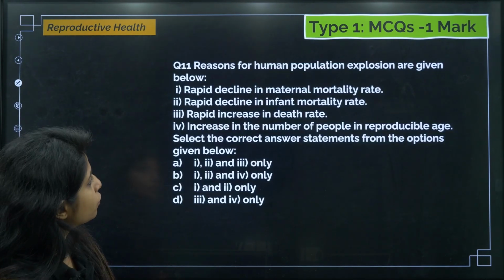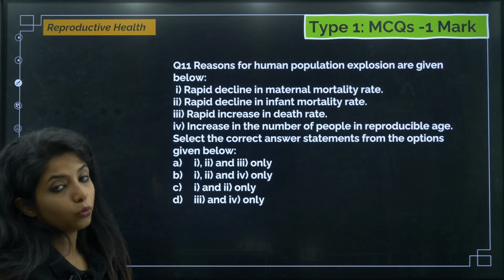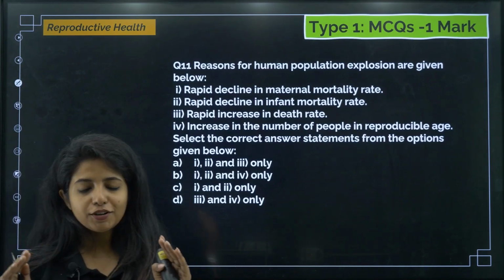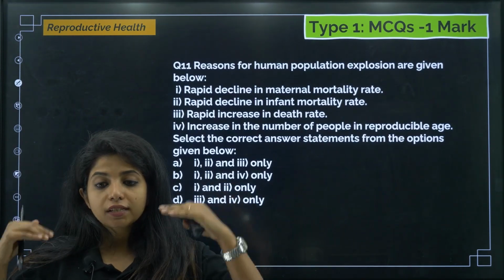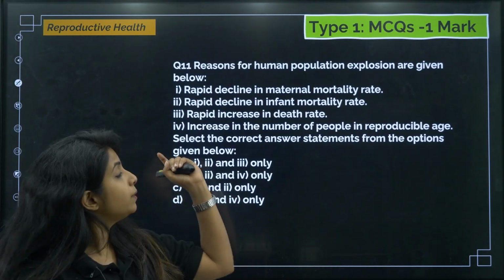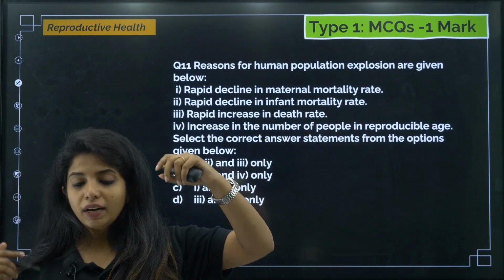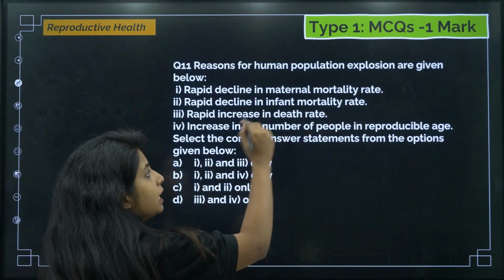Now, reasons for human population explosion are given below. Okay, human population. Now you have to think human population is increasing. Human population explosion as in it is increasing. Now the reasons: rapid decline in maternal mortality rate. Mortality means death rate. So rapid decline.